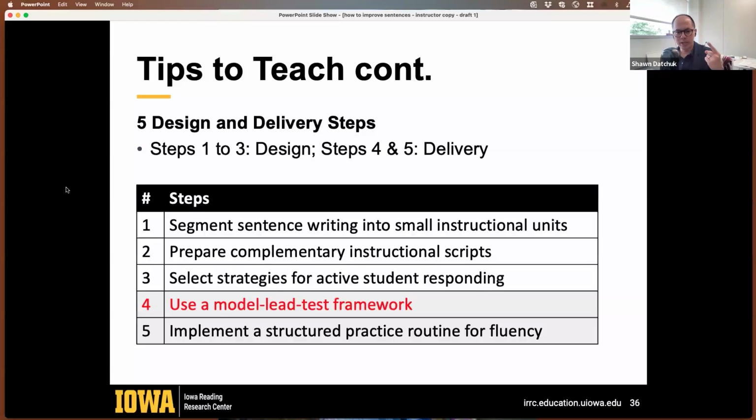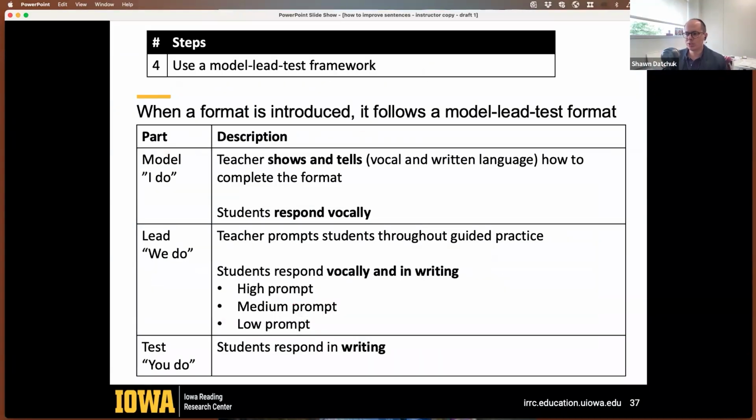Okay, so steps 1, 2, and 3 were all steps used in designing the instructional lessons. Steps 4 and 5 are how we now bake that into each lesson. Step 4 is to use a model lead test framework. So when a format is introduced, it follows a model lead test. There's an I do, we do, you do component. The I do is where teachers show and tell, in vocal and written language, how they complete the format.